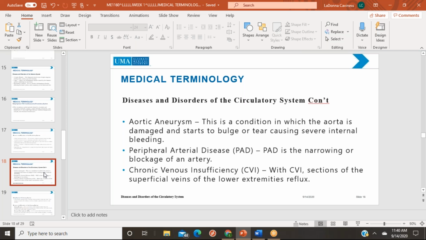Chronic venous insufficiency, CVI. CVI, it attacks the superficial veins of the lower extremity. It causes those veins in the extremities to reflux.